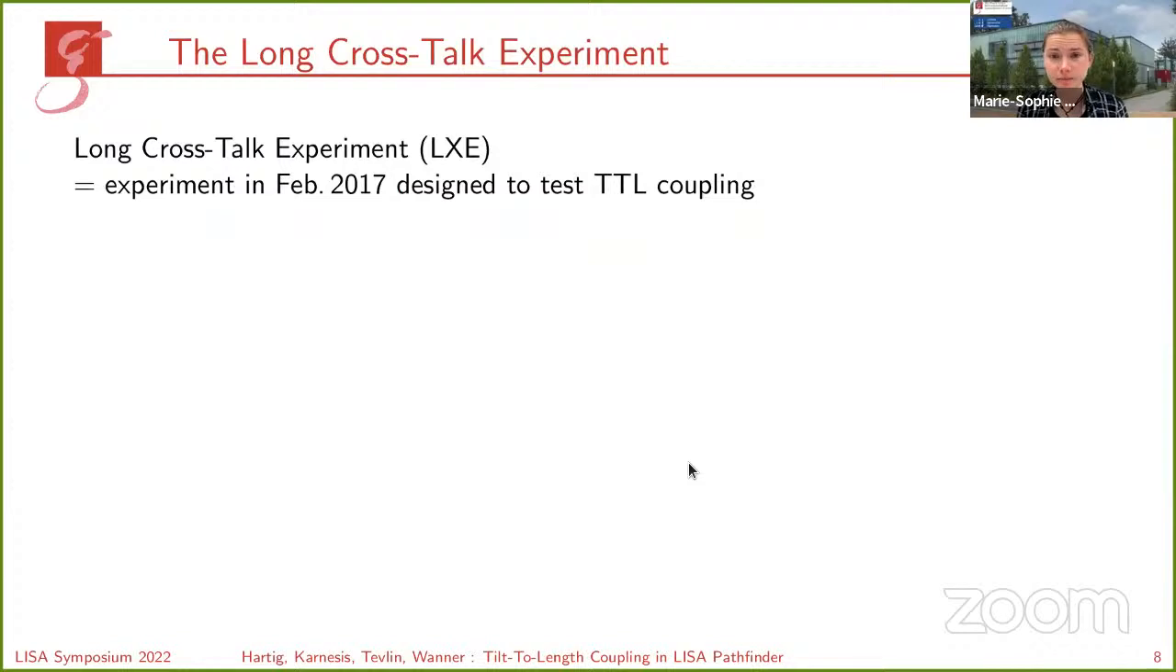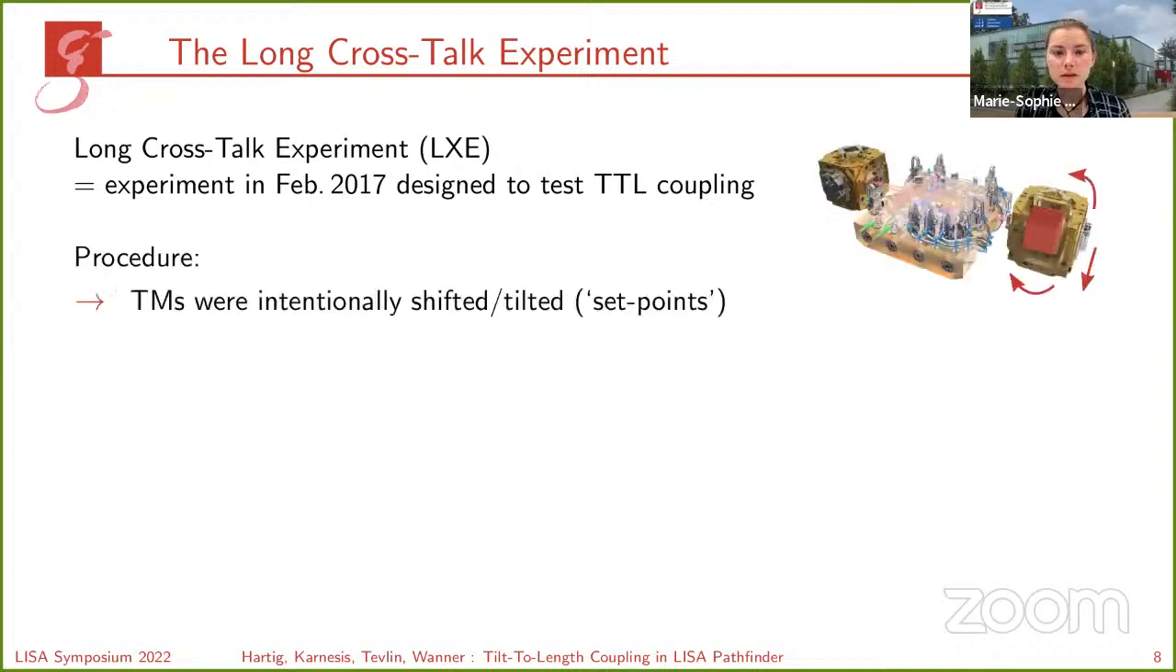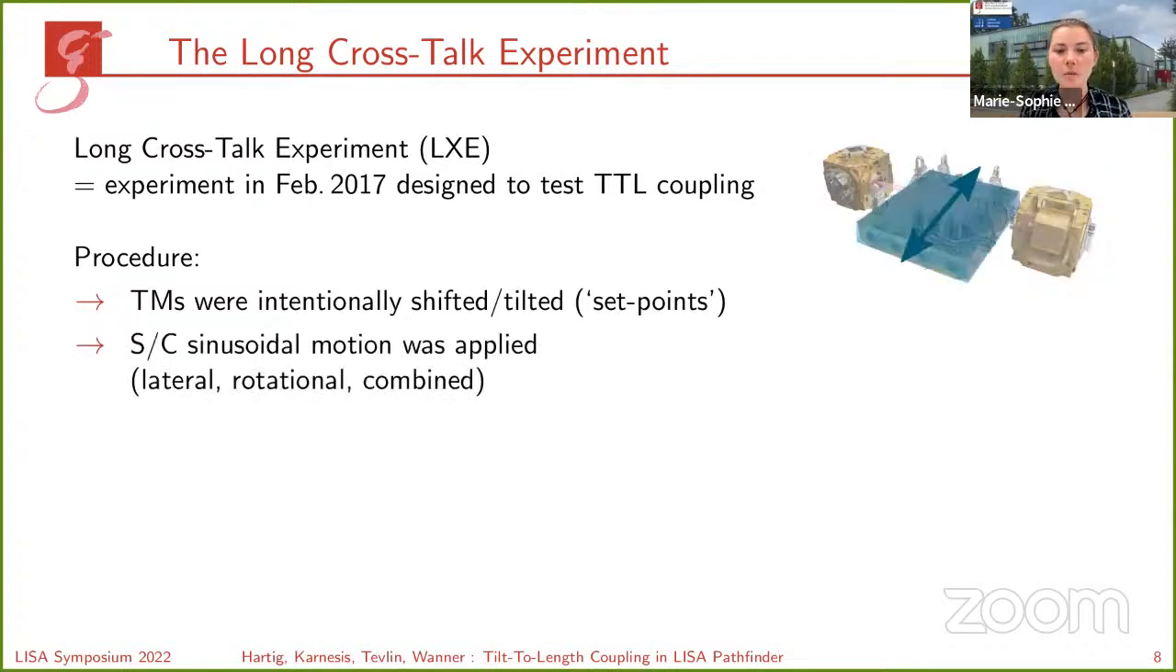The first series of data we investigated were that of the long crosstalk experiment, which took place in February 2017, and it was designed to test total length coupling. During that experiment, the task masses were brought to in total 12 set points, which means that they had been shifted and or realigned. And at this new position, a series of injections were applied.